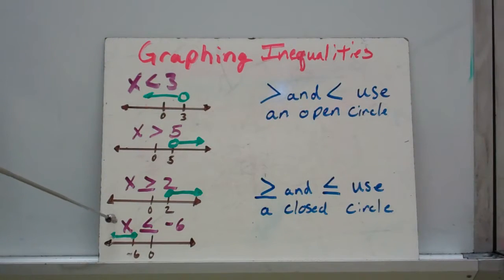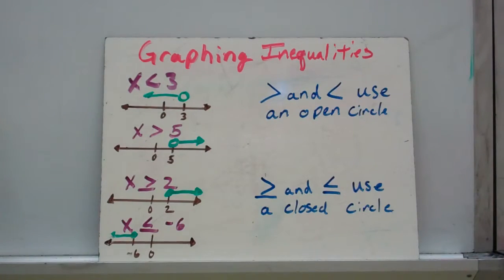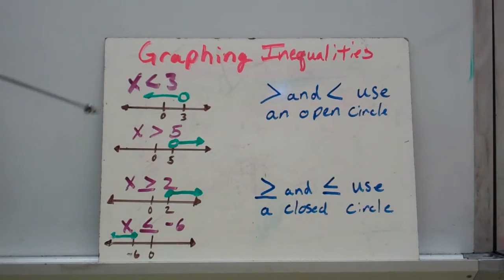And then this one down here, we have x is less than or equal to negative 6. So again, we have a less than or equal to that we're going to use a closed circle for at negative 6, and we're going to draw it to the left, and that's including all numbers that are negative 6 or less. And if you notice on all of these, the variable is first, and whichever direction the arrow is pointing in is the direction that the arrow goes on the number line.